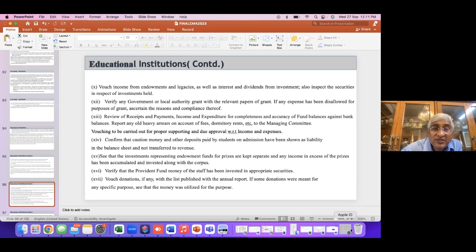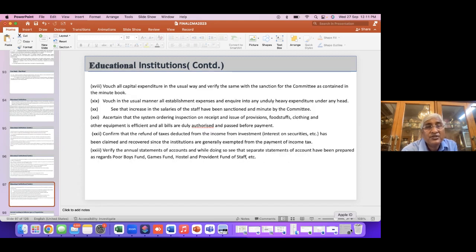See that the investments representing endowment funds or prize fund are kept separately, and any income in excess of the prizes has been accumulated and invested along with the corpus. Verify that the provident fund money of the staff has been invested in appropriate securities. Vouch donations, if any, with the list published with the annual report. If some donations are meant for any specific purpose, see that the money was utilized for the purpose.